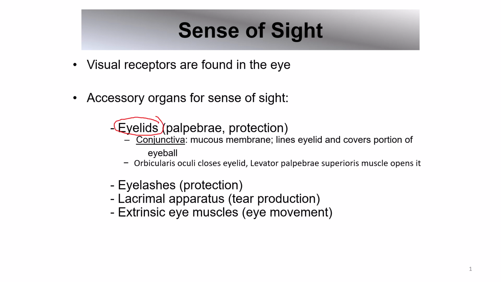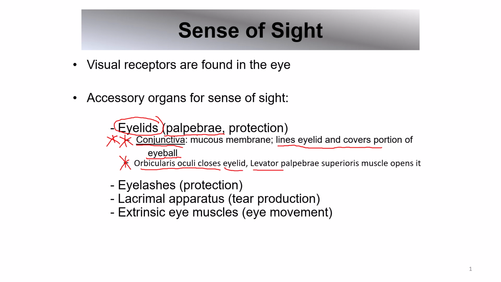Eyelids. Note that eyelids are also called palpebra. They're important for protecting our eyes. Then know that conjunctiva is a mucous membrane. This lines the eyelid, covers the portion of the eyeball. And this is providing protection. Then orbicularis oculi. This muscle closes the eyelid.